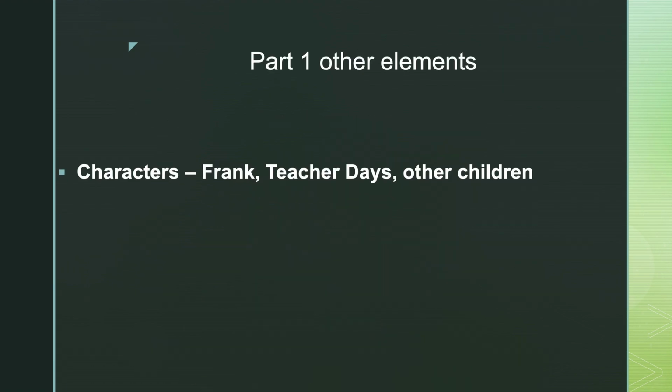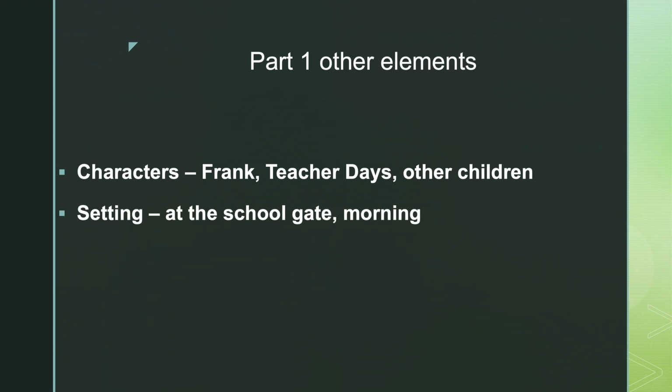The other elements. Again, because you're sort of accustomed to this now, I'm not going to be going into the details with the characters. You will do the reading to identify the particulars regarding the characters. But the main characters in this part are Frank, Teacher Days, and the other children who were in the line. The setting is also in terms of place at the school gate, in terms of time in the morning. Now notice time can be anything, right? Can be time of day, can be time of month, time of year, anything. In this case, it is in the morning.